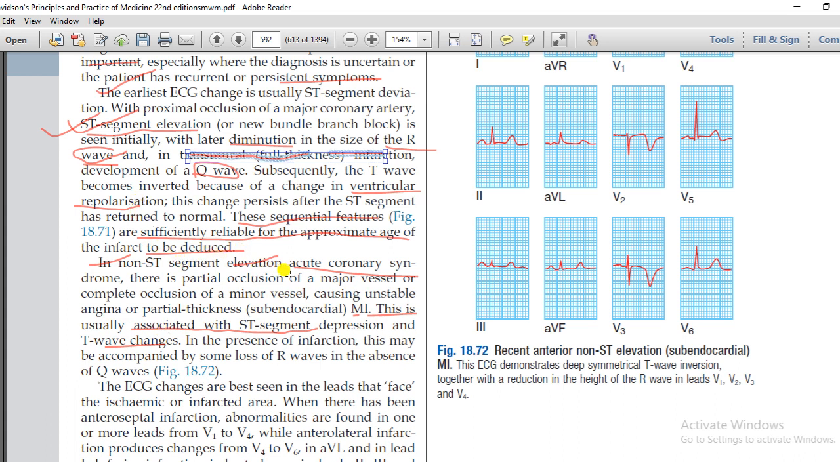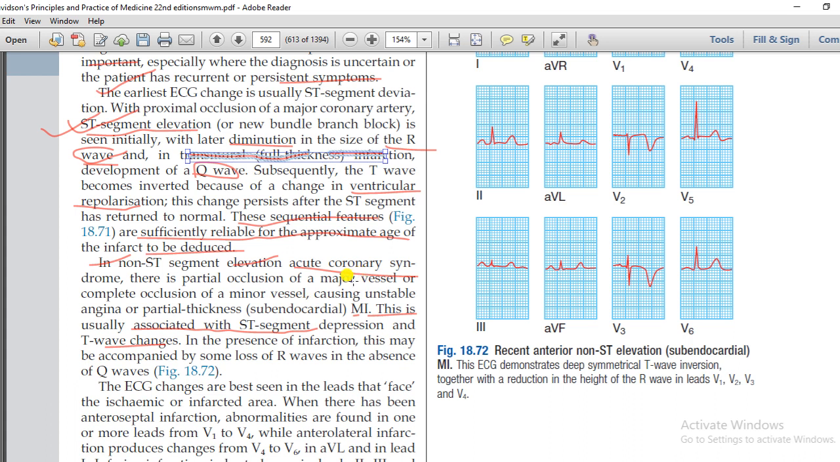Generally, in acute coronary syndrome there is ST segment elevation, but in some cases there might not be ST segment elevation. In that particular case, there might be a partial occlusion of a major vessel or complete occlusion of a minor vessel, causing unstable angina or partial thickness myocardial infarction. This is usually associated with ST segment depression.